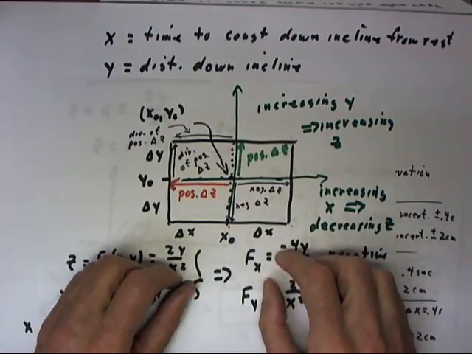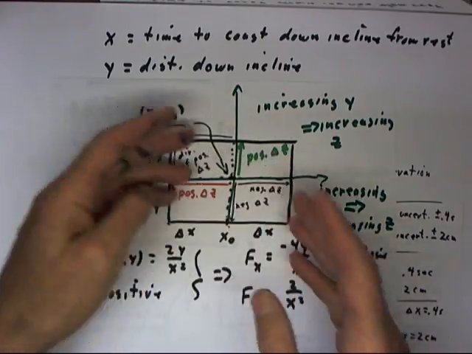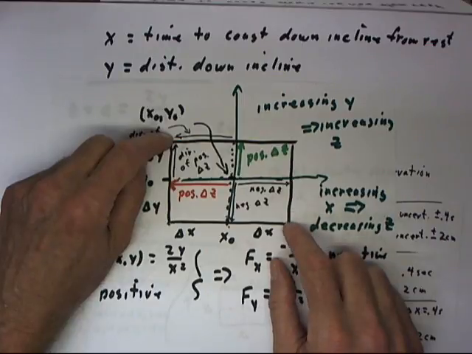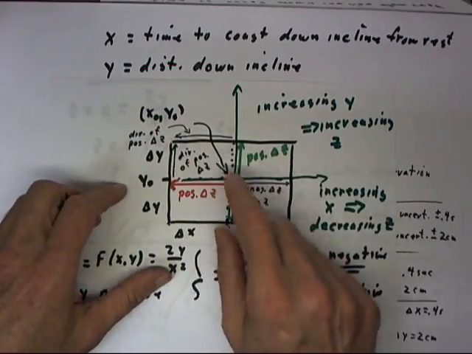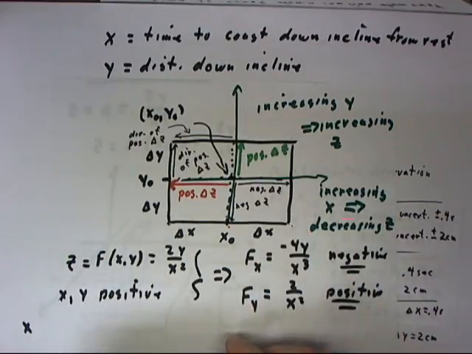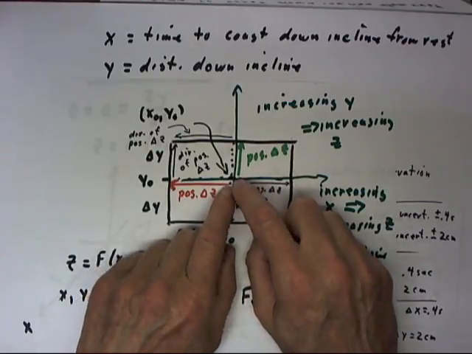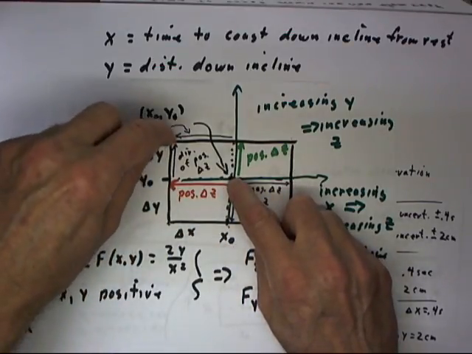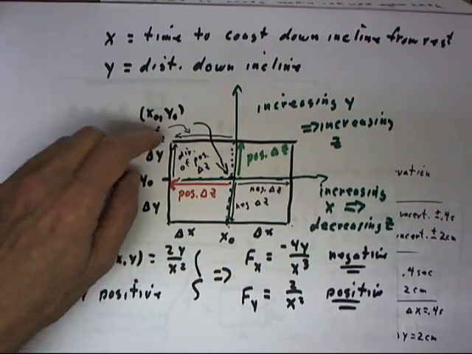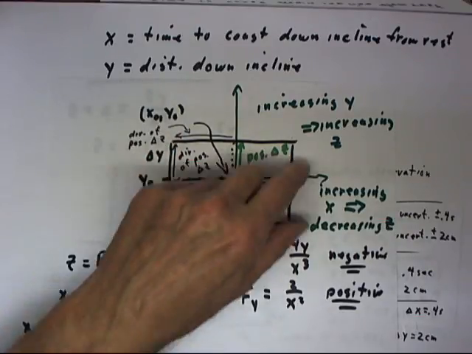So the maximum difference in z values between the x naught, y naught point and other points of the region will occur either at the upper left-hand corner or the lower right-hand corner of this region, with the x-y orientation as we have it here. So we're going to consider the change in z from the x naught, y naught point to this point here, the point in the upper left-hand corner of this rectangular region.